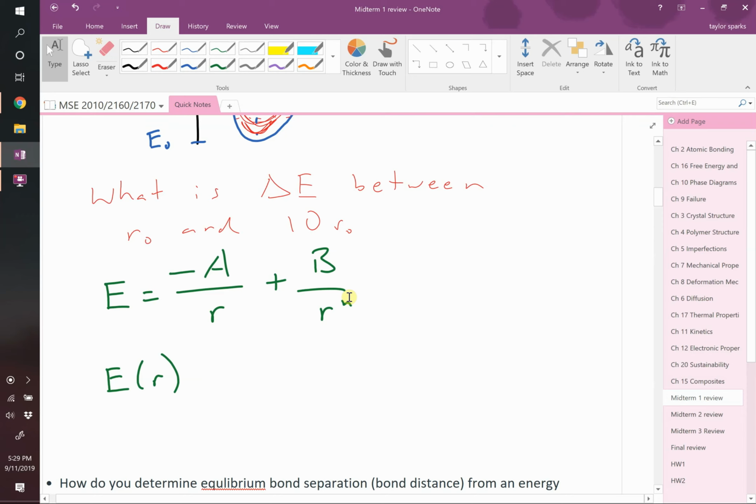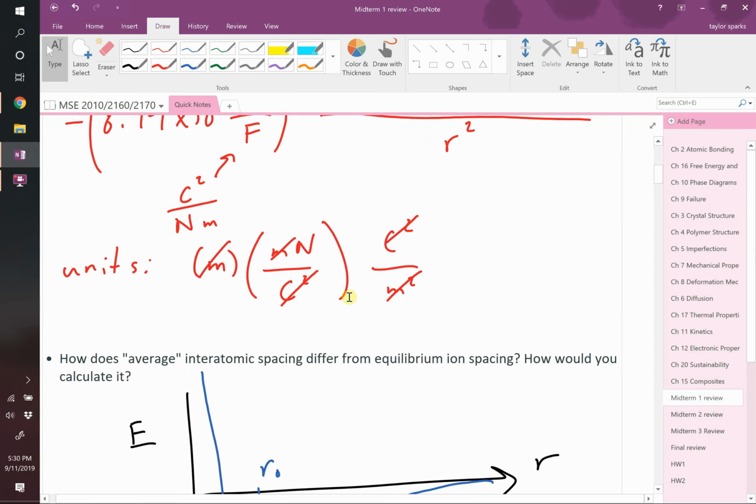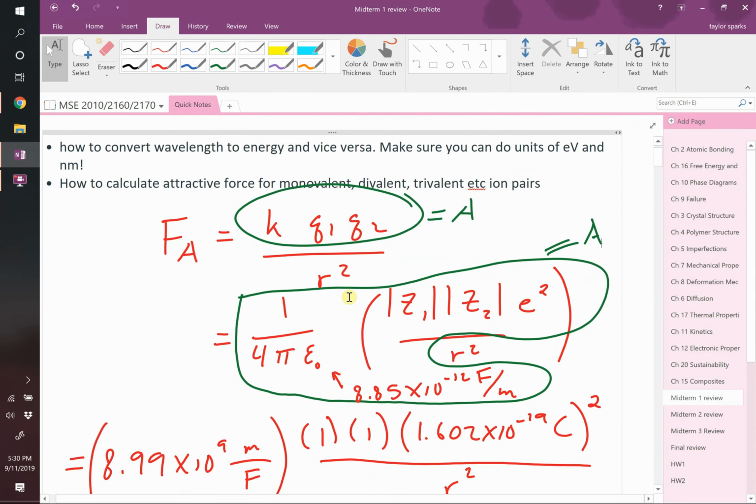What are A and B? They are values that have appropriate units to get the appropriate unit of what we're trying to measure, in this case energy. So the units of A need to be energy times a distance, because we're going to divide it by a distance.